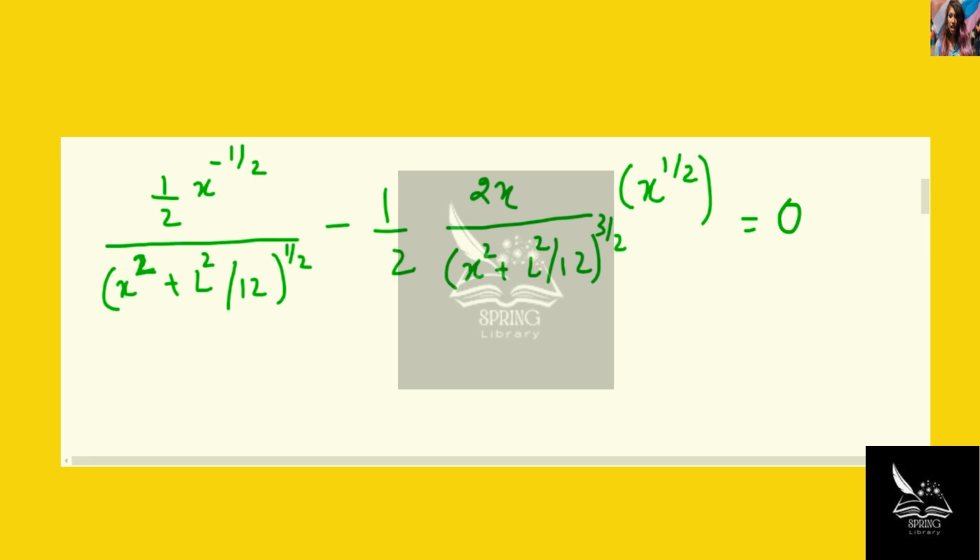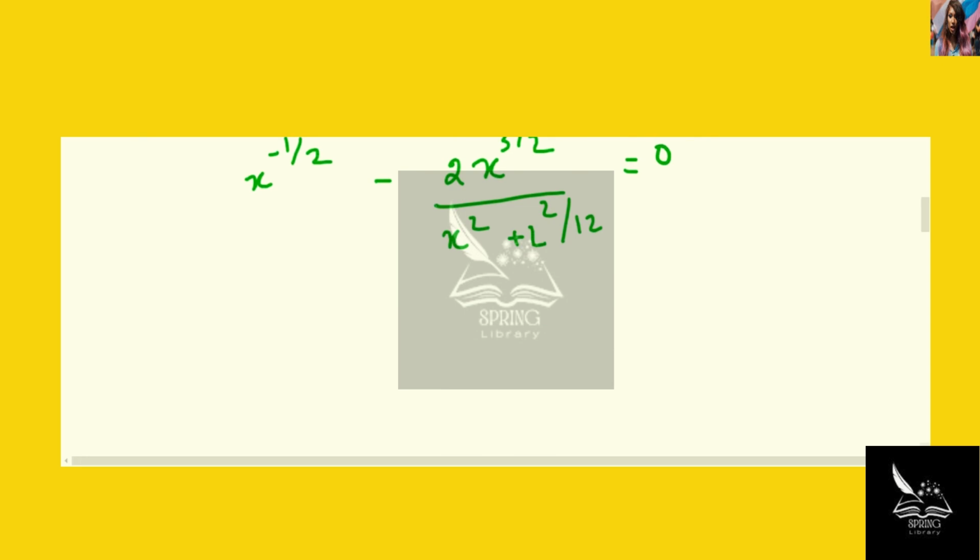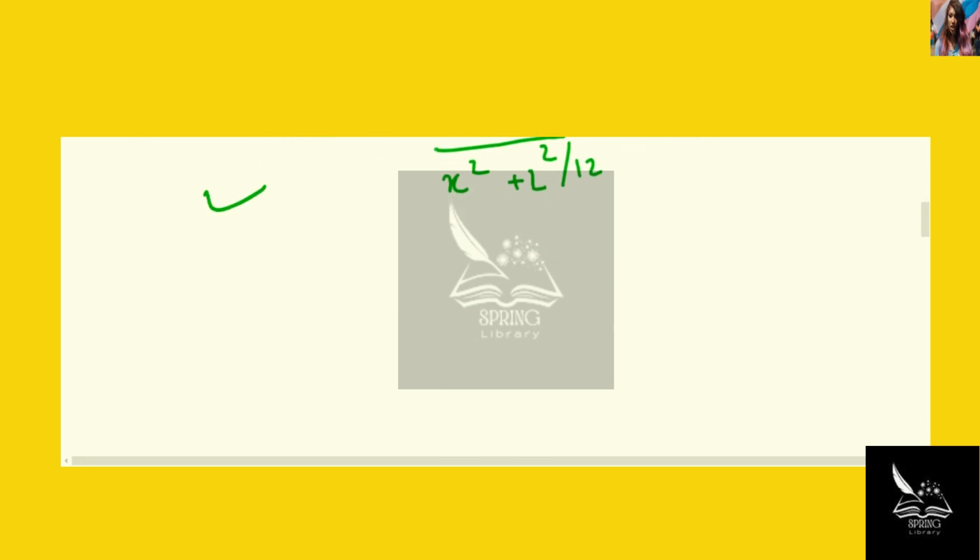This means that x raised to minus half minus 2x raised to 3 by 2 upon x square plus L square upon 12 equal to 0. This is now an equation that we get. Now we have just to solve it. This means that x square plus L square upon 12 equal to 2x square.